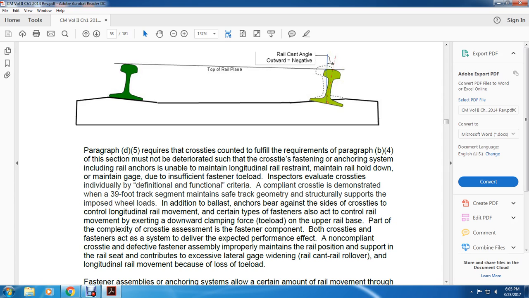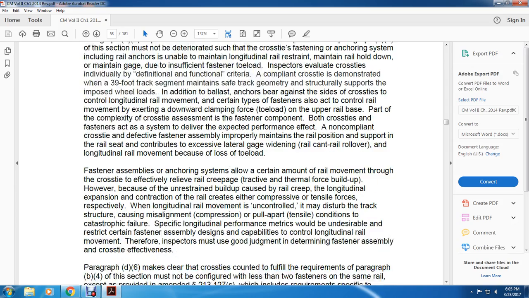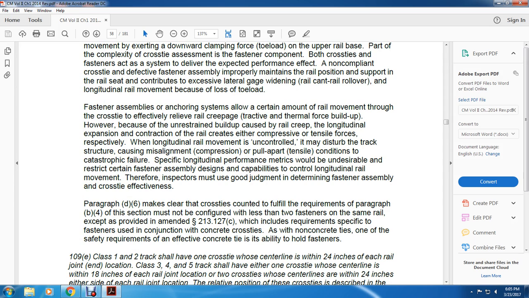Non-compliance with the cross tie, a defective fastener assembly, and improper maintenance of the rail position supported in the rail seat contribute to excessive lateral gauge widening. Rail can roll over, and longitudinal rail movement occurs because of the loss of the toe load. The fastener assembly anchor system allows a certain amount of rail movement through the cross tie, which relieves the rail creepage, tractive effort, and thermal force buildup.